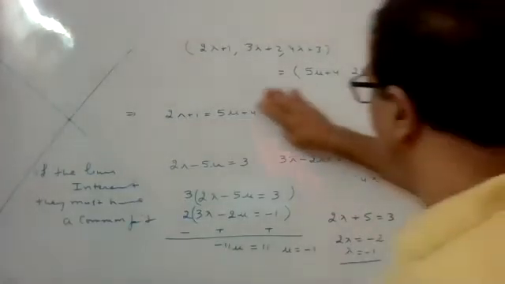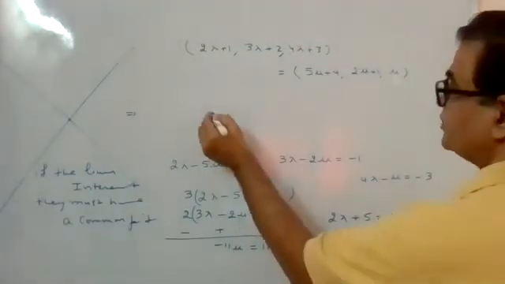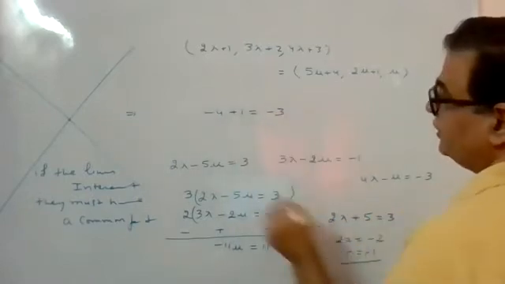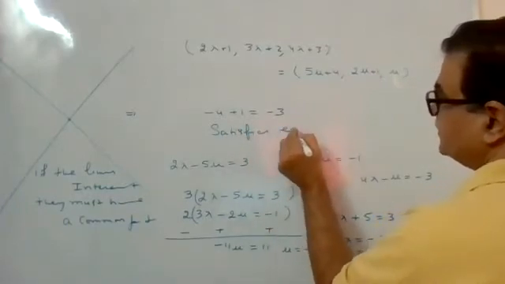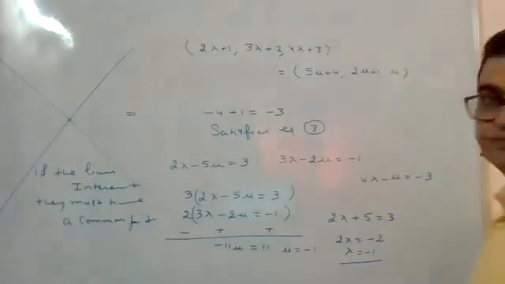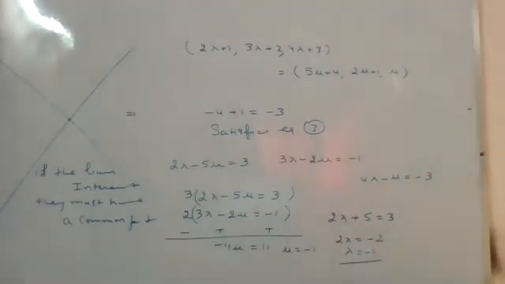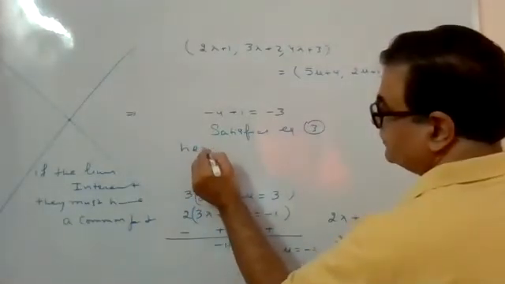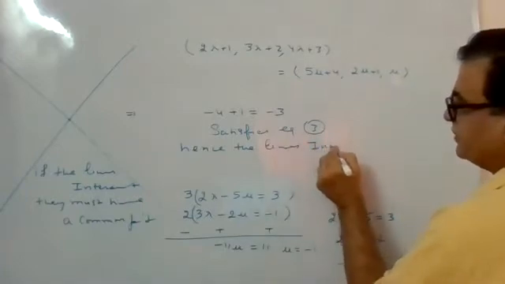So now in the third condition, we will have this. Lambda is minus 1, mu is minus 1, so it will come minus 4 plus 1, which comes out to be minus 3. It satisfies the third equation. Okay or not? And then we will say hence the lines intersect.